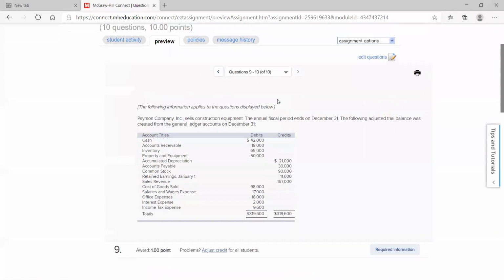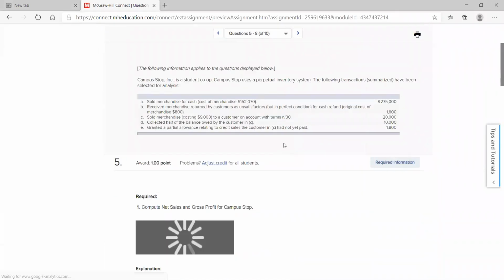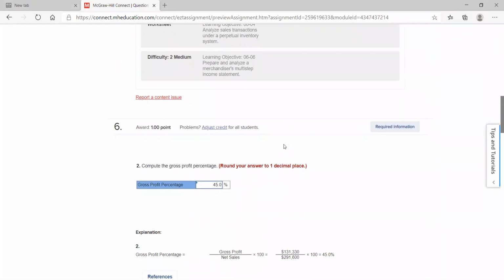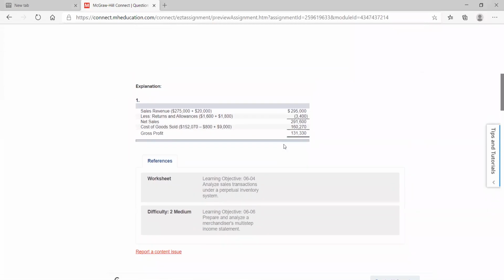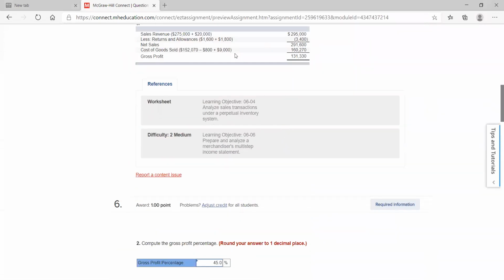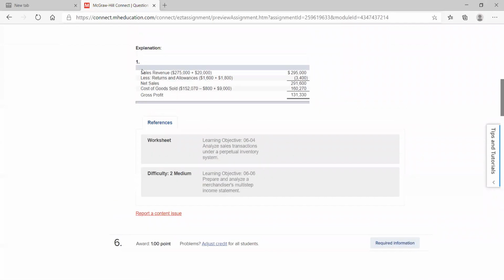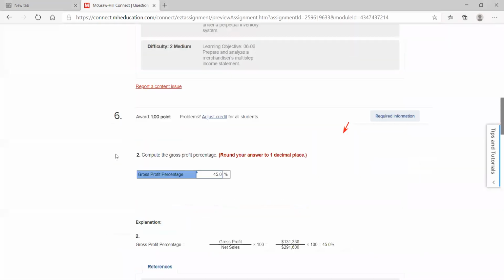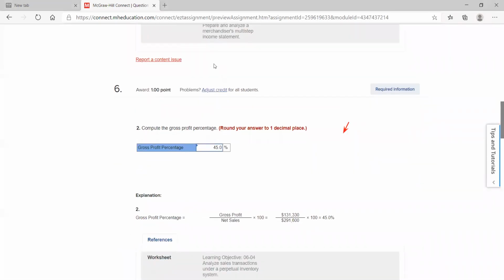Whoops, let me go back for just a minute. I think there's a couple more to do on this one. 6, I think this was a consecutive problem. They want you to do the gross profit percentage. So remember, on gross profit percentage, you have to take the gross profit divided by net sales. So 131,330 divided by 291,6 would give you that number. And it looks like, again, they got the calculation right there. It's going to be right at 45%.